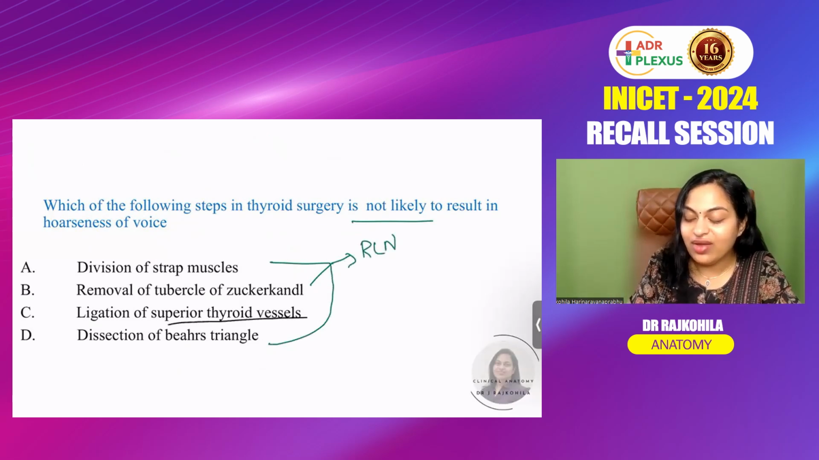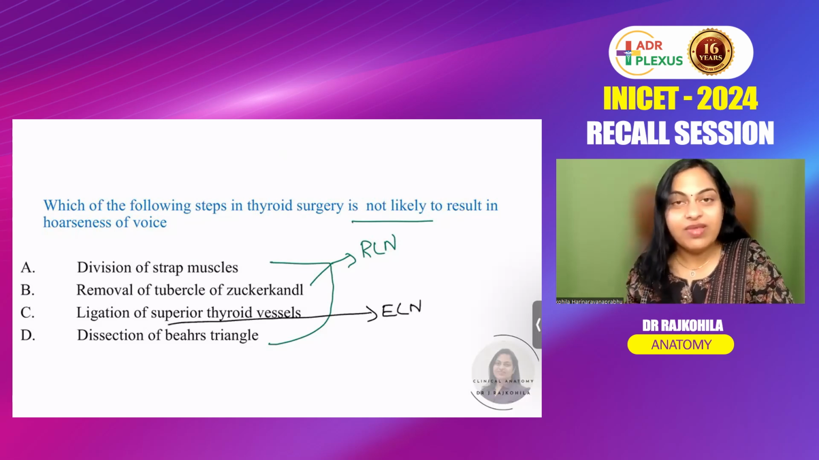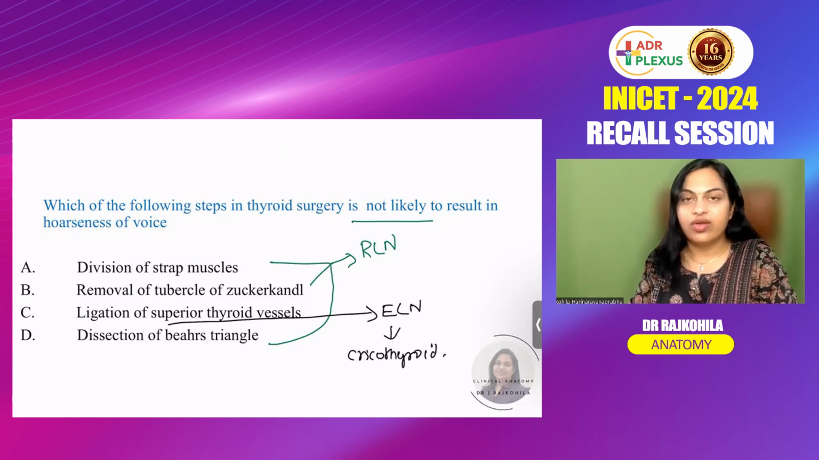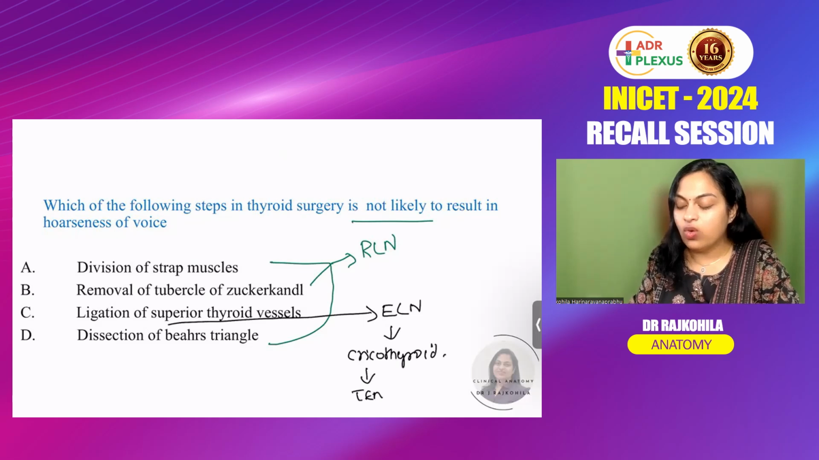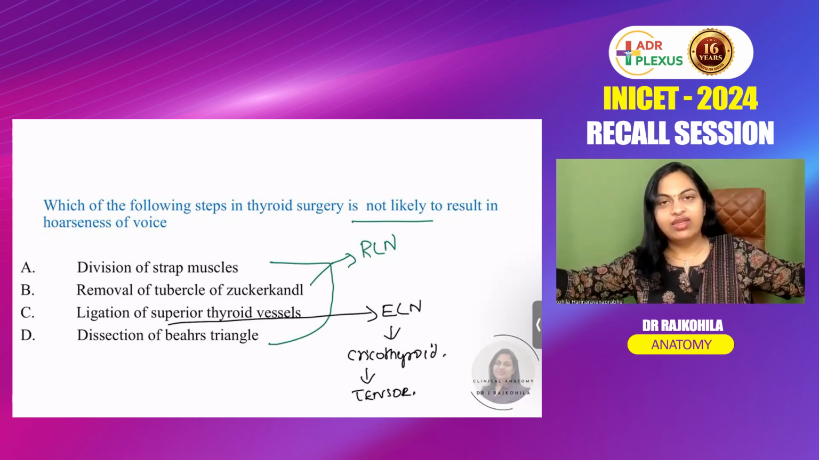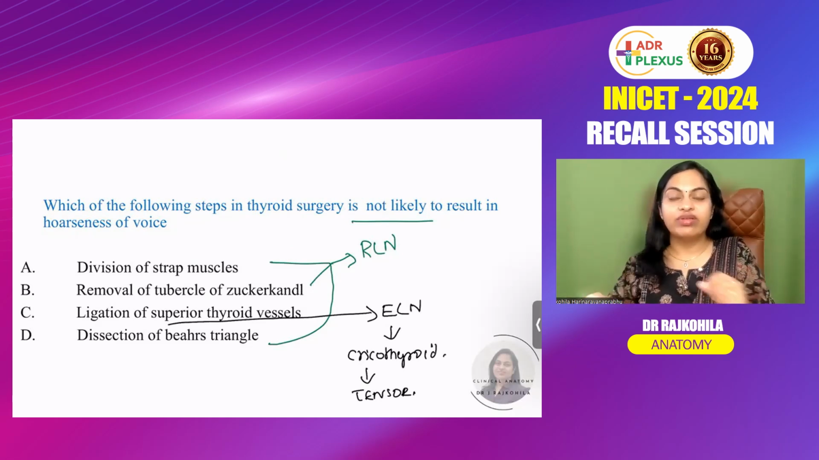The superior thyroid artery is accompanied by the external laryngeal nerve. And what is the muscle supplied by the external laryngeal nerve? Come on. It is the cricothyroid. What does this cricothyroid do? It tenses the vocal cord. Imagine a rubber band being pulled to its full length. Yes, stretching the vocal cord, tensing the vocal cord.